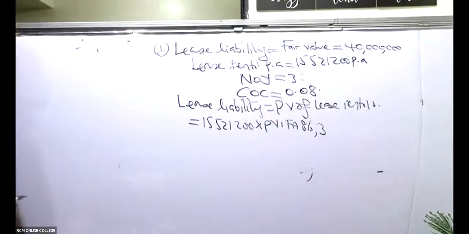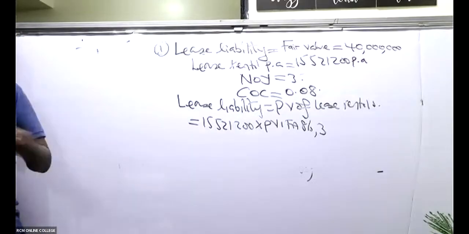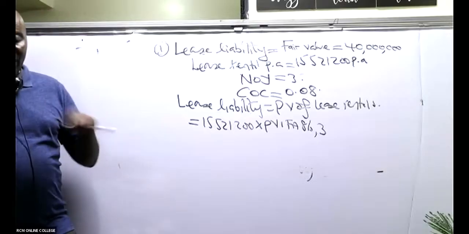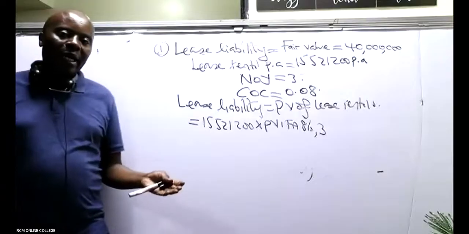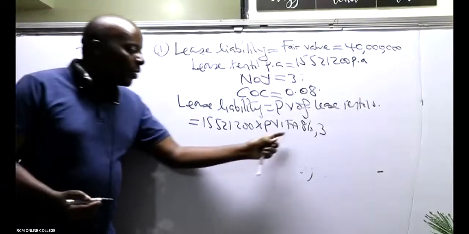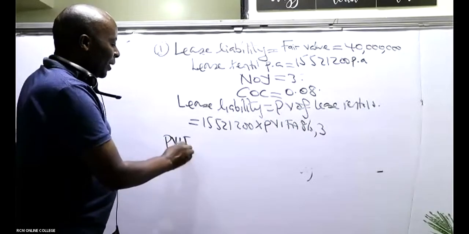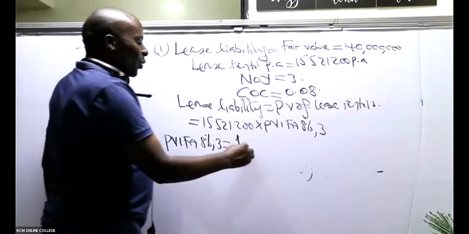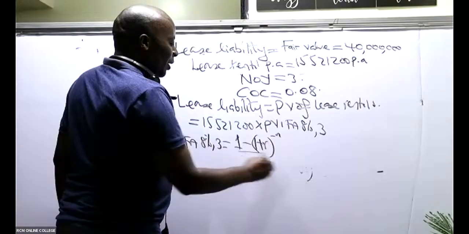I will not add 1 plus R there because this one is not being paid up front. It is only the one that is being paid up front that we normally add the 1 plus R. This one we shall leave it like that. So then my work is very easy. I need to get this PV for 8% for 3 years. I know the formula is 1 minus 1 plus R raised to negative n, divided by R.